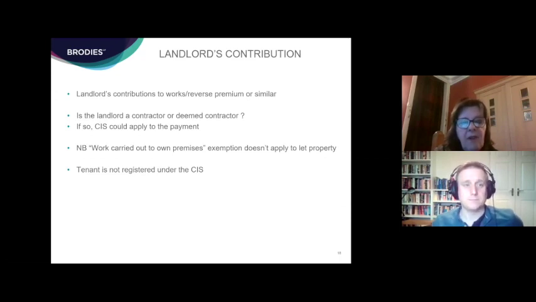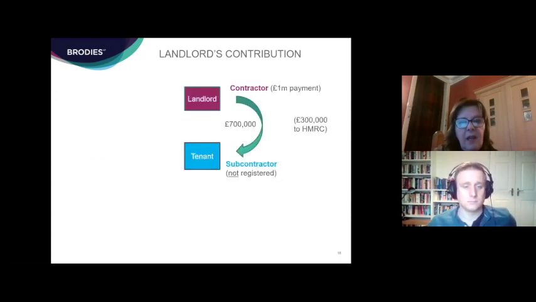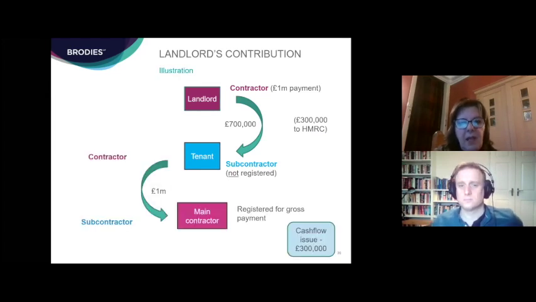So if the tenant isn't registered under the CIS, there can be a significant cash flow issue, which we can see on the next slide, because the landlord is a contractor. He's paying a payment of £1 million to the tenant who's going to be getting some works done. But in fact, the tenant's not registered, so the landlord has to deduct tax at 30%. And looking at it from the tenant's point of view, that's likely to be a bit of a surprise, particularly if the tenant themselves has got to actually pay £1 million to a main contractor who's registered for gross payment. So there's suddenly a £300,000 gap.